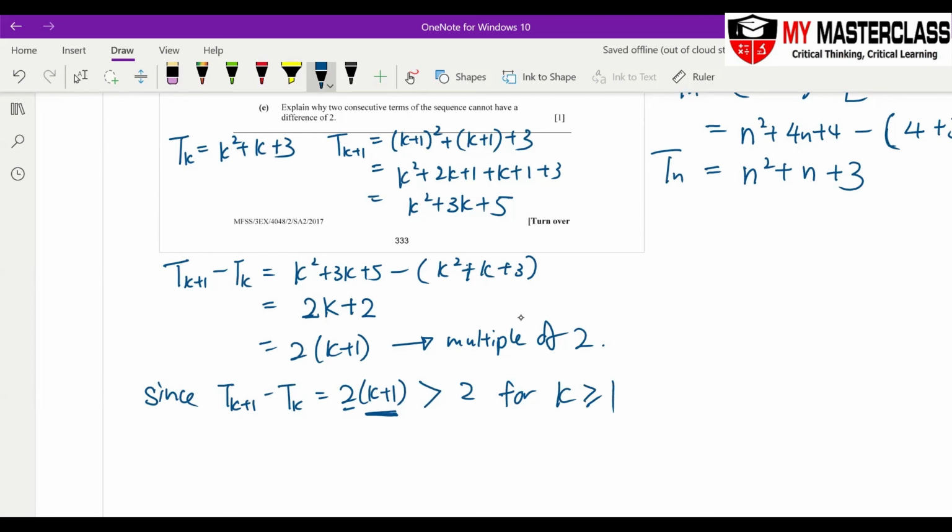Your first term is called t1, right? Means your k must be 1. 2 times of anything will always be bigger than 2, because k must be bigger than or equal to 1. 1 plus 1 is 2, 2 times 2 is 4. That's the minimum.